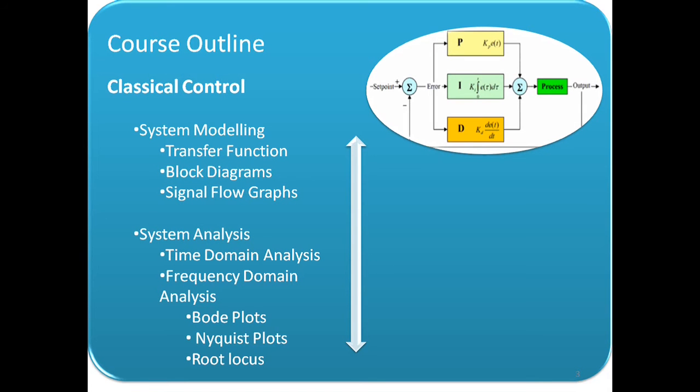Course outline. Basically in control system there are two parts. First is classical control system and second is modern control system. So out of them, in this course we will focus on classical control system, and modern control system we will learn in the higher semester. In classical control system, first module is system modeling.